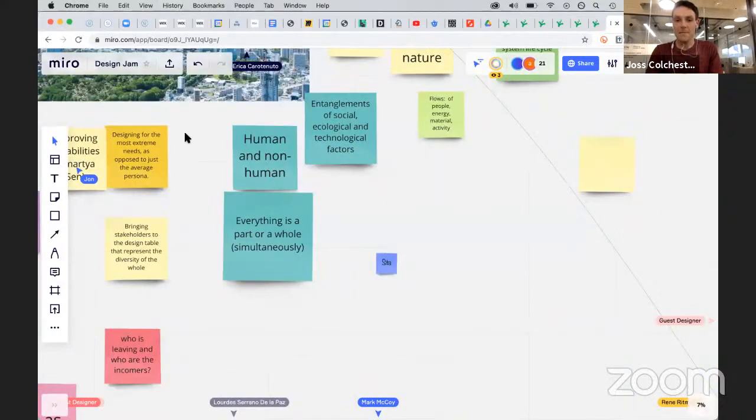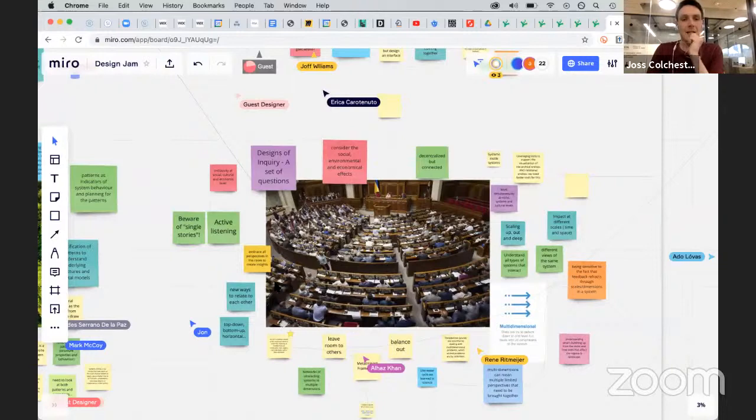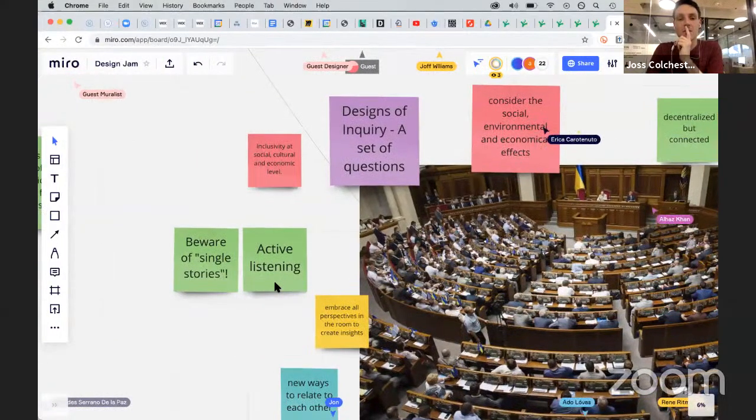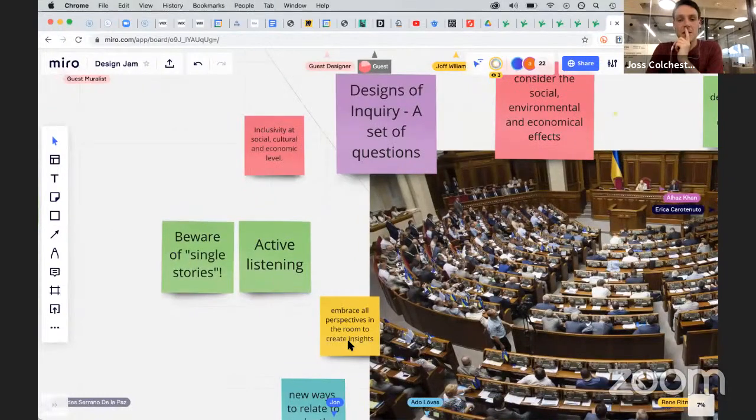So, active listening. Be aware of single stories. Embrace all perspectives in the room to create insight. That's what we're talking about, synthesizing different perspectives.